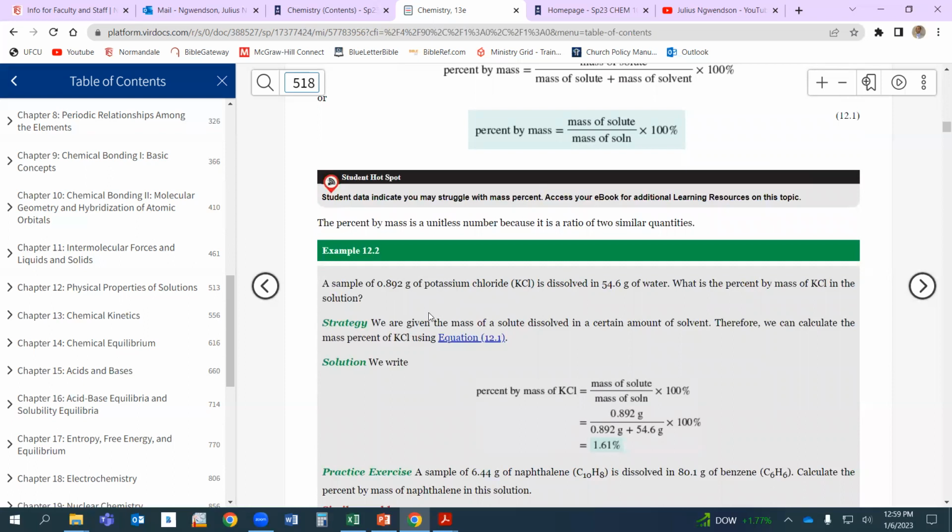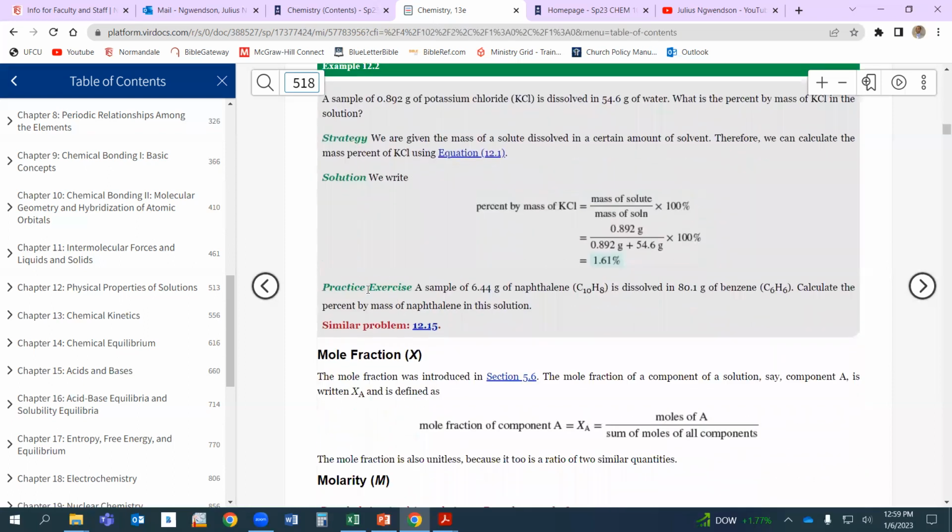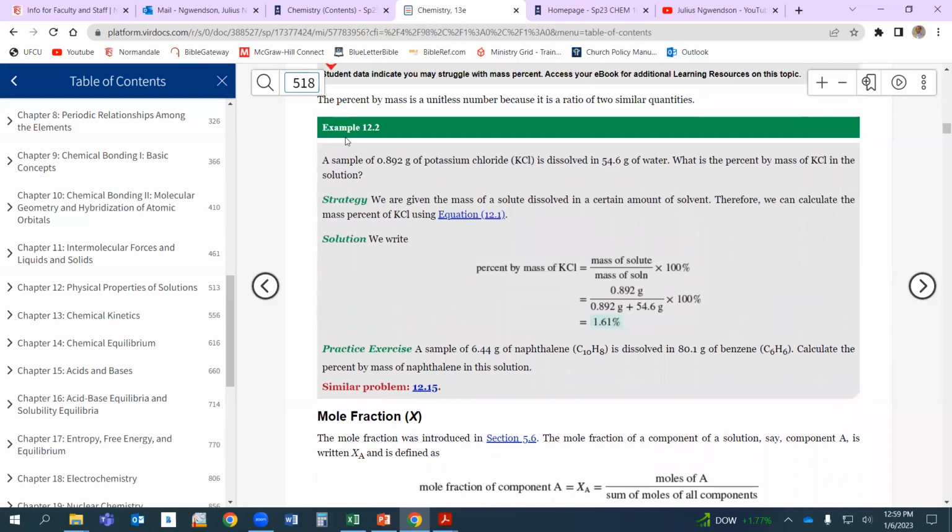Once you've practiced on it, then there is a practice exercise associated with example 12.2. Be able to solve this practice exercise on your own. The answer to this practice exercise is at the end of this chapter 12. So solve it on a plain sheet of paper without looking at anything except the tables and the calculator that you need, and maybe constants for some examples.